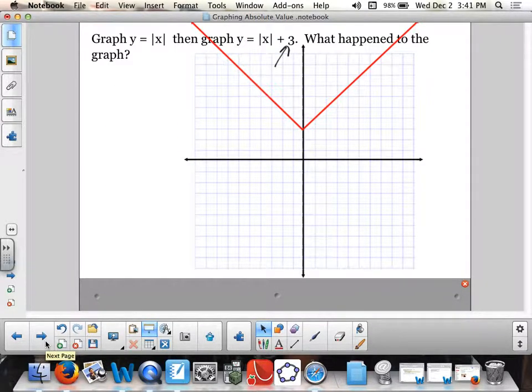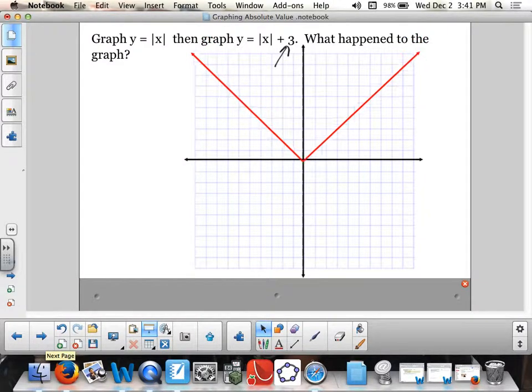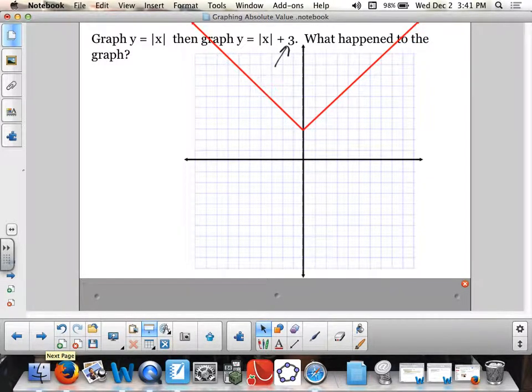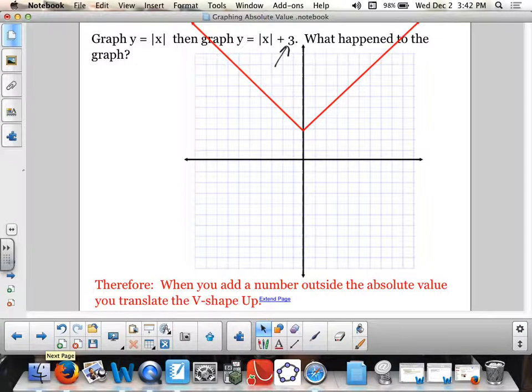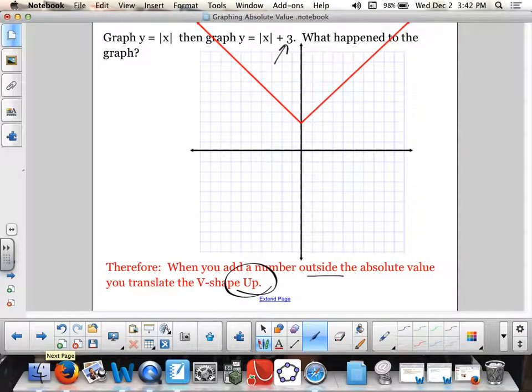You know it, Nancy. What happens to our graph if we have +3 outside the absolute value bars? If it started at the origin, that +3 shifts it up 3 units. And therefore, what you can add to your guided notes is if we add a number outside the absolute value bars, then the graph is translated 3 units up or whatever. Fantastic. That's because that 3 is outside.